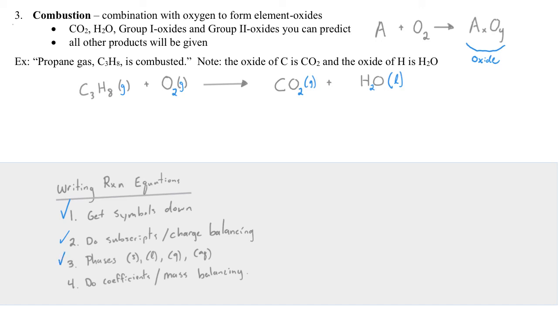Let's go on to step 4, which is coefficients and mass balancing. Balancing this equation is a little bit tricky, probably the first time you do it. So this is a good opportunity for you to pause the video and work through it. There are multiple ways you can go about doing it. When you unpause the video, I'll show you probably what I think is the easiest way to do it. So go ahead, pause the video, and then when you unpause, we'll discuss.